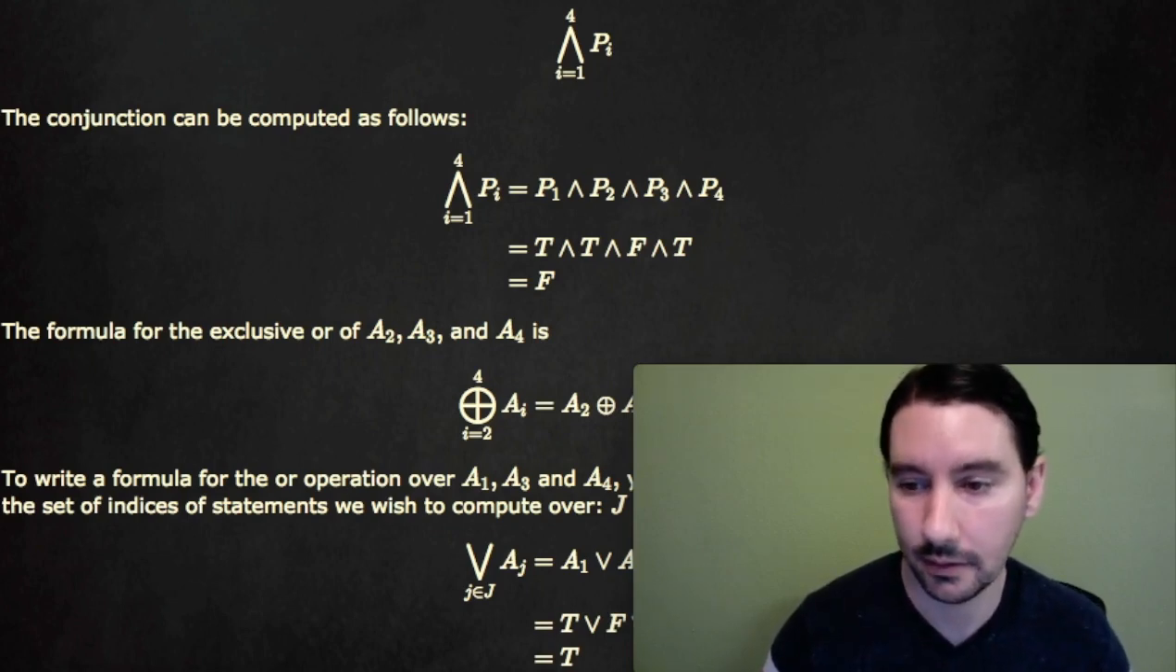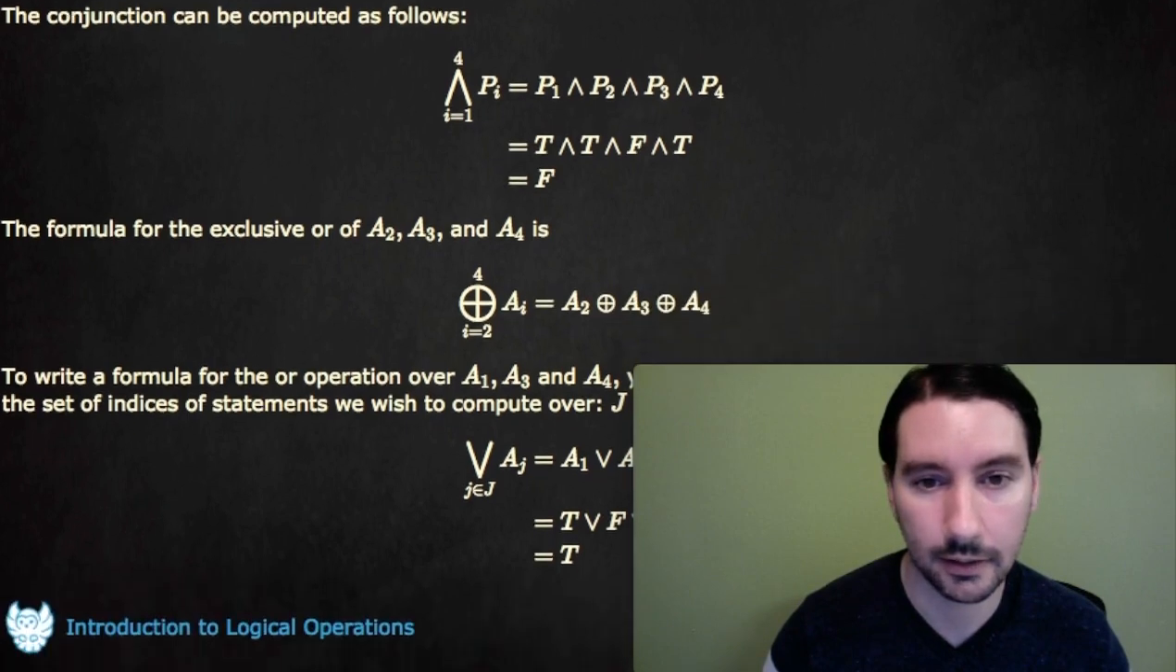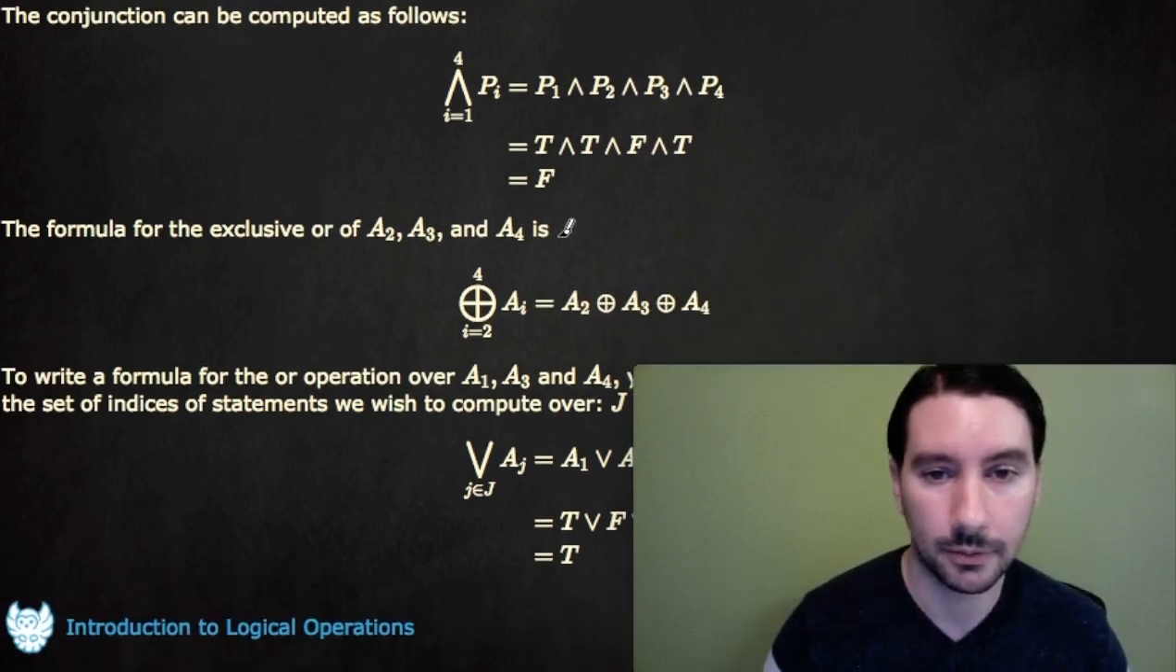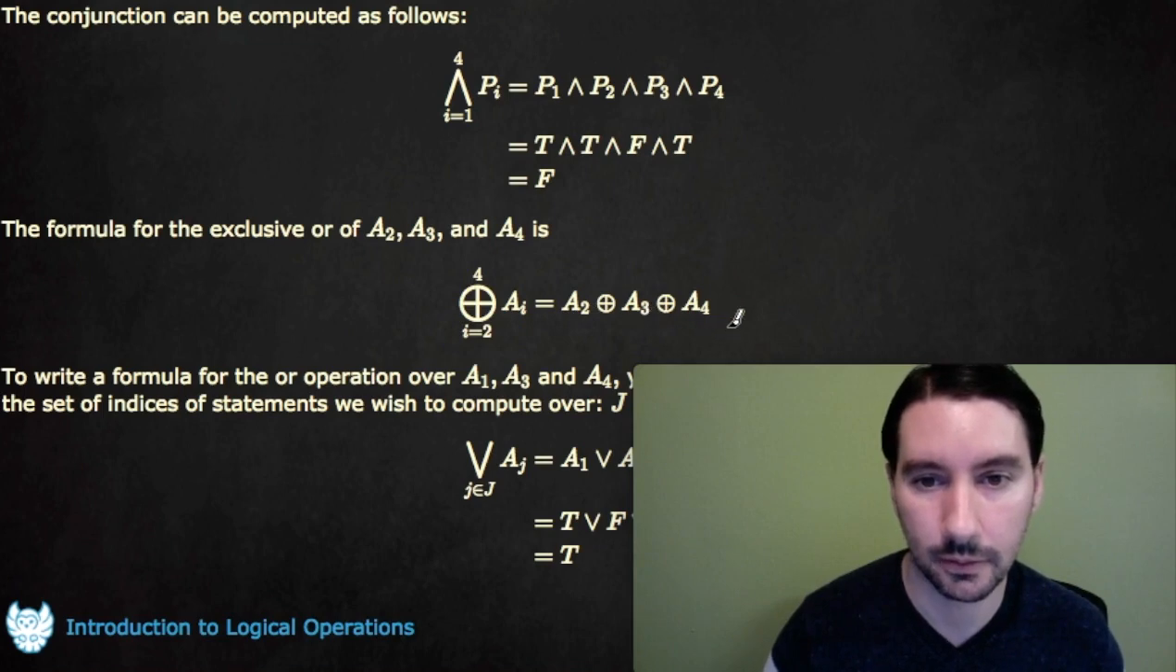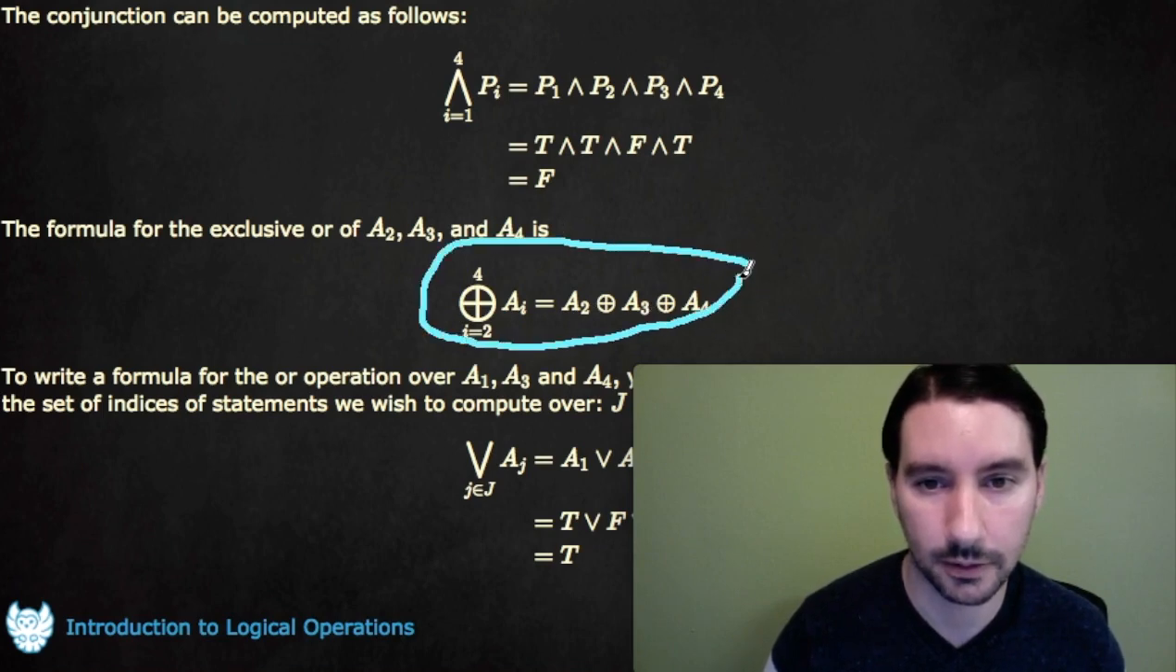If I wanted to take the exclusive or over the AIs, but only going from 2 to 4, I would start at 2, so put in I equals 2 and end at 4. And that means A2 exclusive or A3 exclusive or A4, so this only goes from 2 to 4 and skips 1.